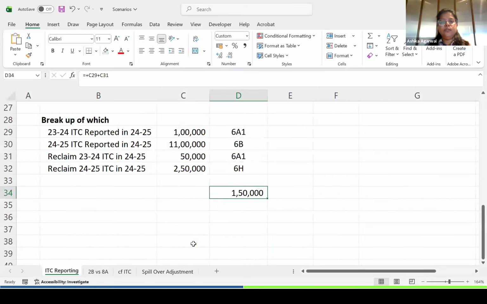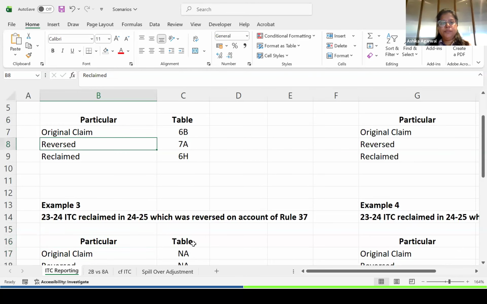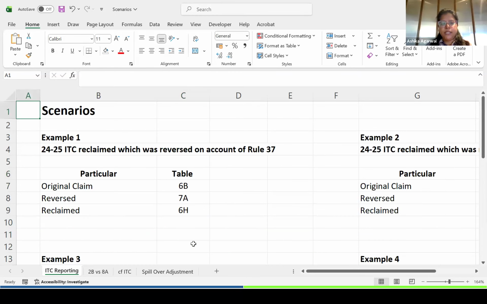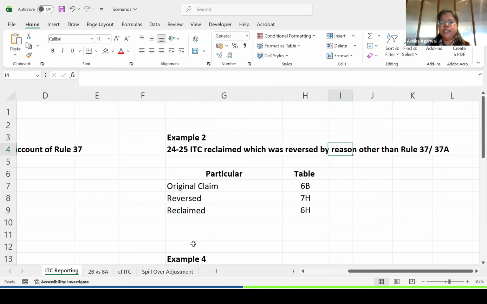So that is how the reporting pattern is there. So let us understand this one by one with an example. My focus is more on reclaimable, because this part I have explained. Now let us see how the reclaimable will work. So first see reclaimable other than Rule 37 and 37A. Everywhere they have divided reclaimable into two parts. One, they are saying reclaimable due to Rule 37 and 37A, and one is other than 37 and 37A.